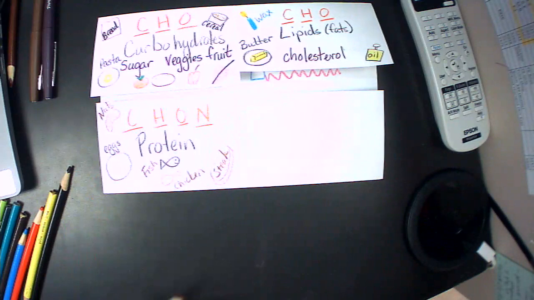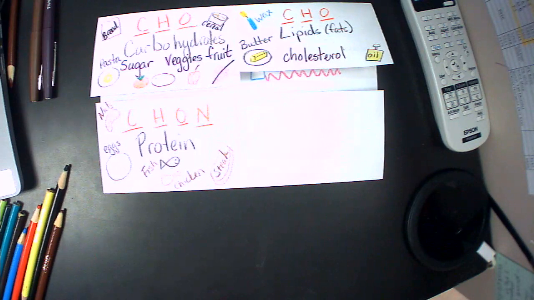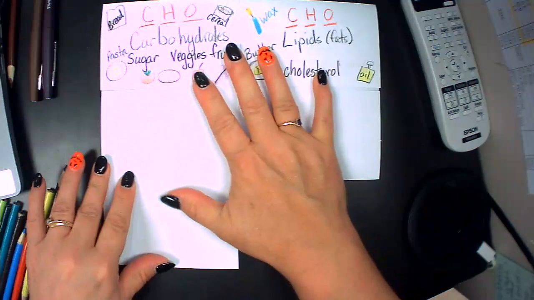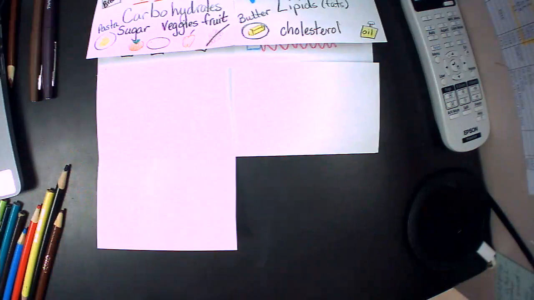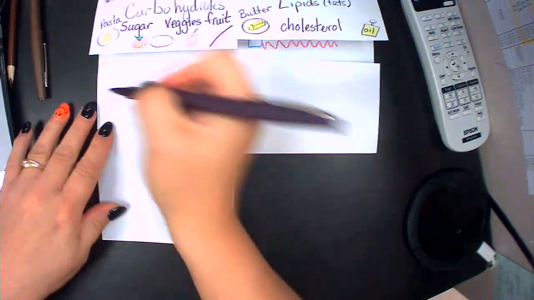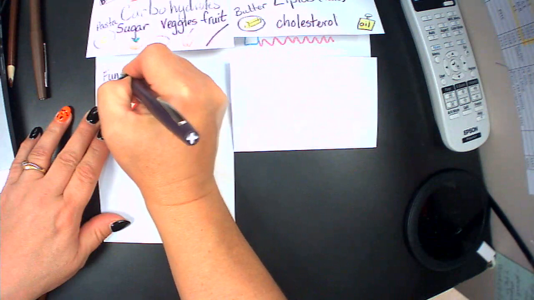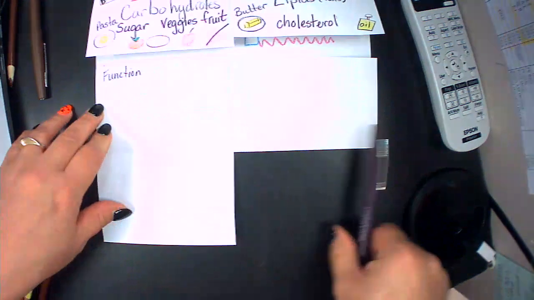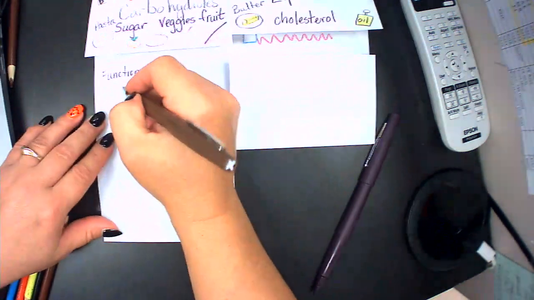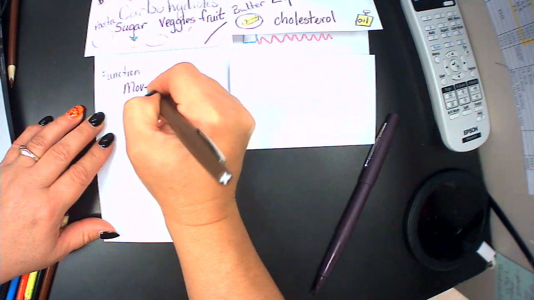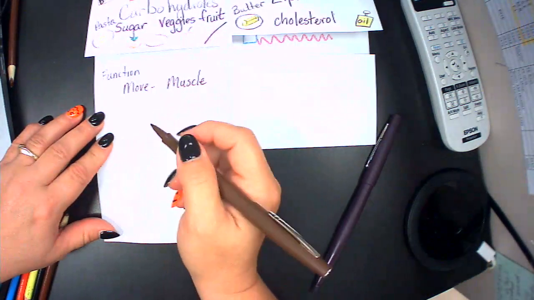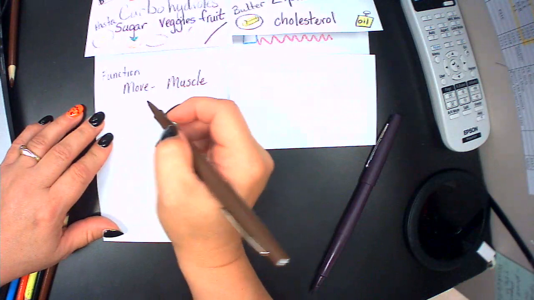Okay. Steak. Those are all good ways to get your proteins. Okay. Next, we are going to open our foldable and learn about the function of proteins. And the function, they help us move. Okay. Muscles are proteins, and those are connected to our bones and they help us move.